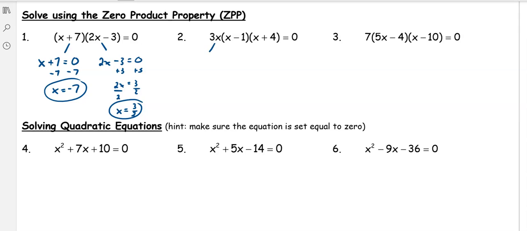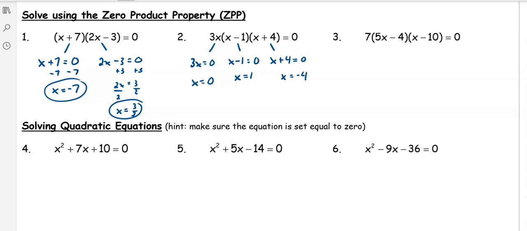Now, in number 2, there's also a number out front with a variable, so this also gets set equal to 0. Because there are 3 x's, we're going to have 3 solutions. So 3x equals 0, x minus 1 equals 0, and x plus 4 equals 0. When we divide 3x equals 0, we just get x equals 0. The other two, the faster way of solving, instead of showing all our work, we can just switch our signs because they're just x's. So we have x equals 1 and x equals -4.